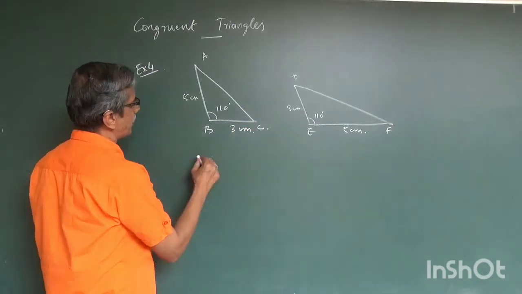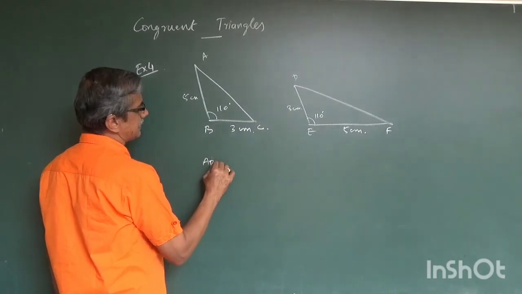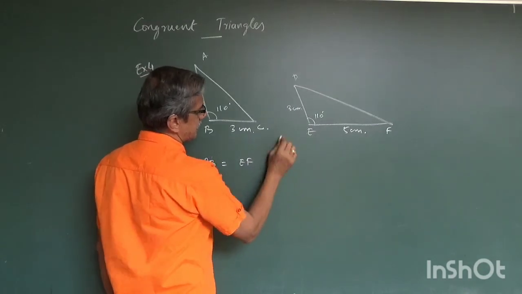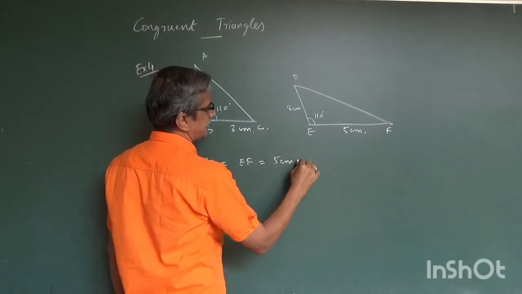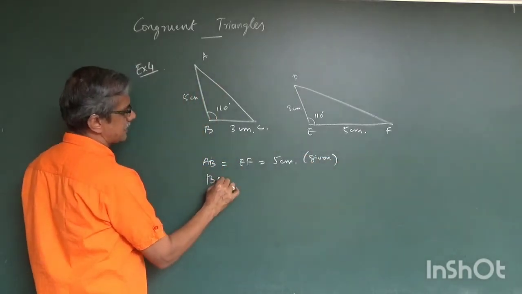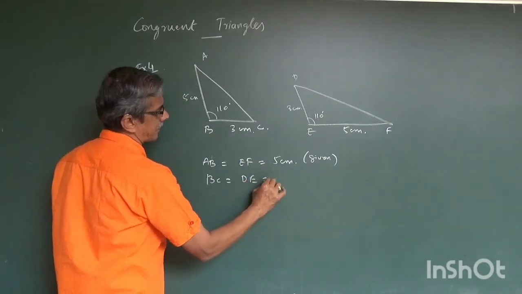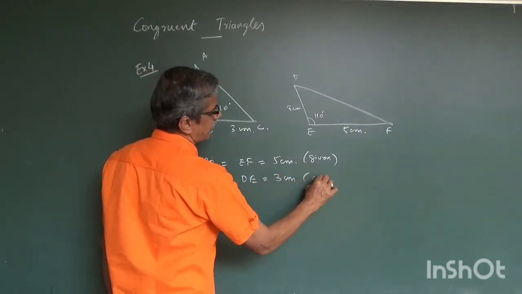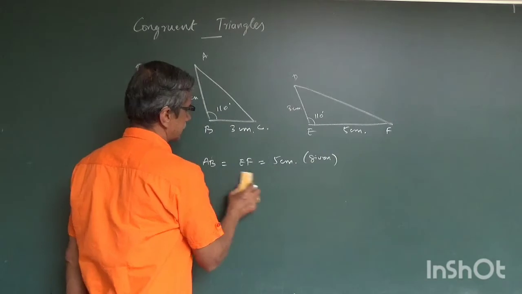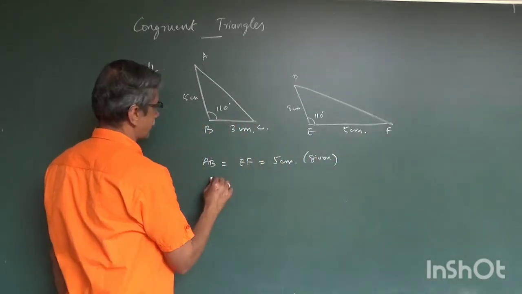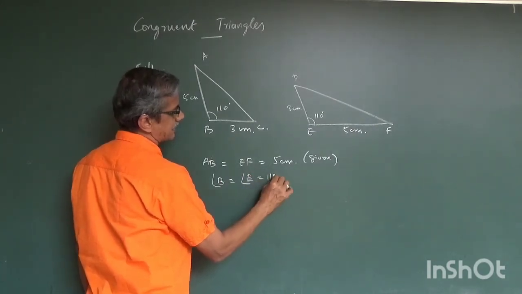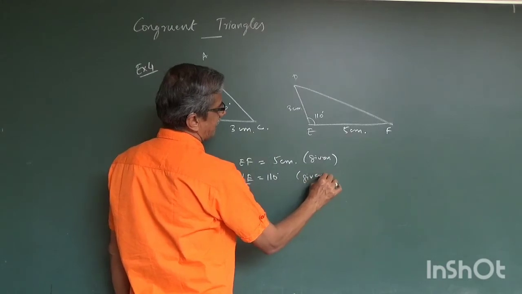So we can apply it. I am going to write it like this. AB is equal to EF is equal to 5 centimeter. This is given. And then BC is equal to DE, 3 centimeter. This is also given. Now before that we will write the angle. Angle B is equal to angle E is equal to 110 degrees. It is given.